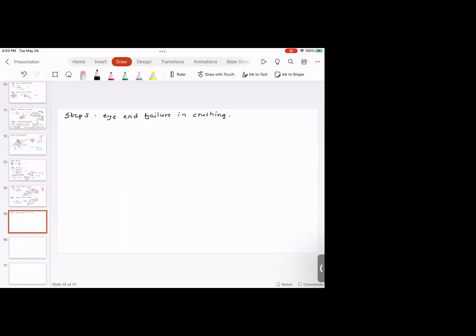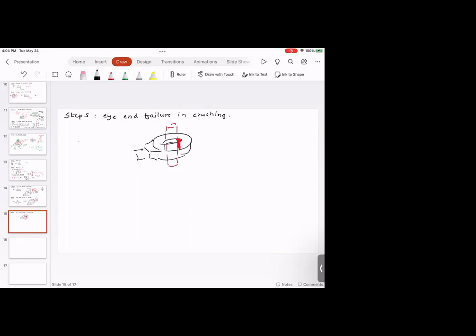And the eye end failure in crushing is something like this. So here we have this pin that is going through this. And this pin is going to crush against this. So if you look at the area that is resisting this crushing, it is nothing but the projected cross section.